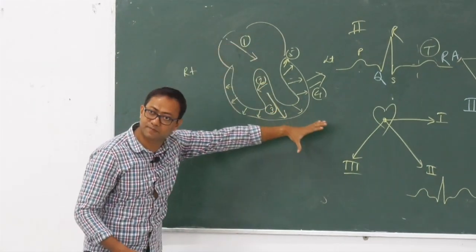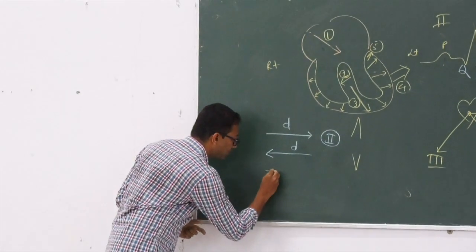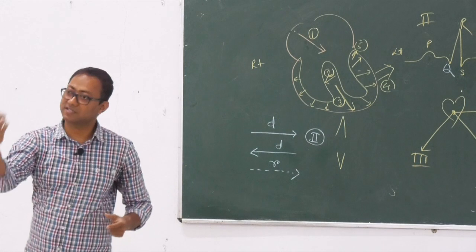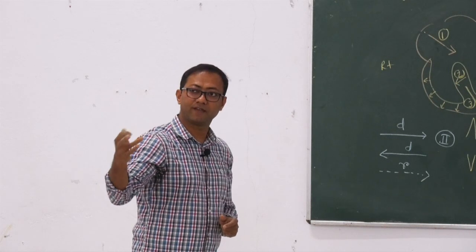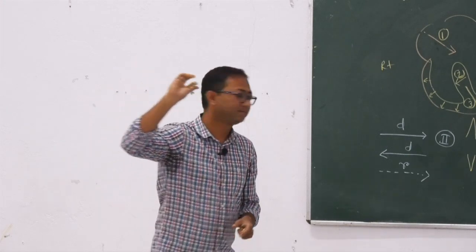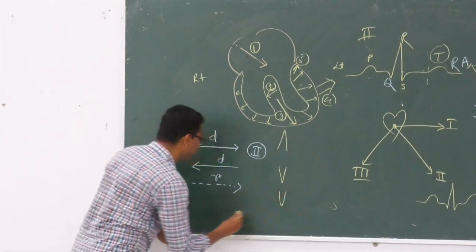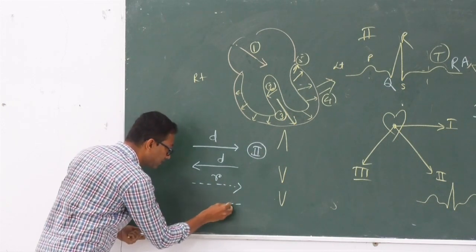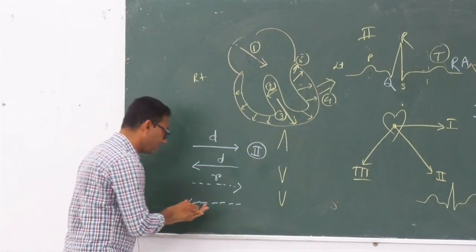So the depolarization wave moves in this fashion. Now, a repolarization wave moving towards the lead is equal to a depolarization wave moving away. Right? So to get a negative deflection, a repolarization wave moving away from the lead means a depolarization wave moving towards the lead. So you get a positive deflection.